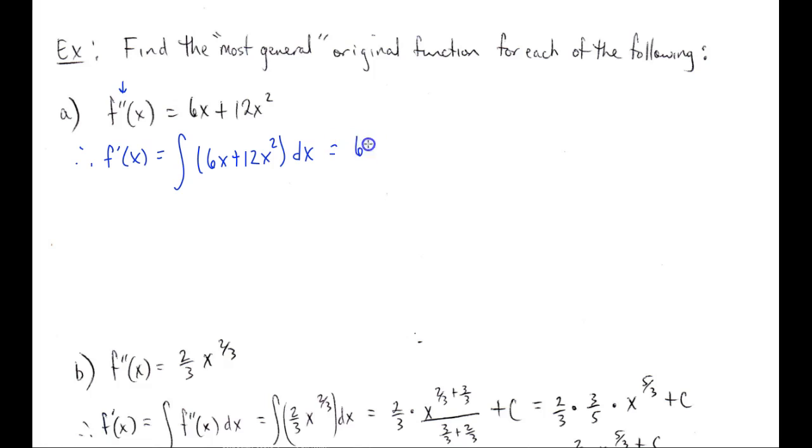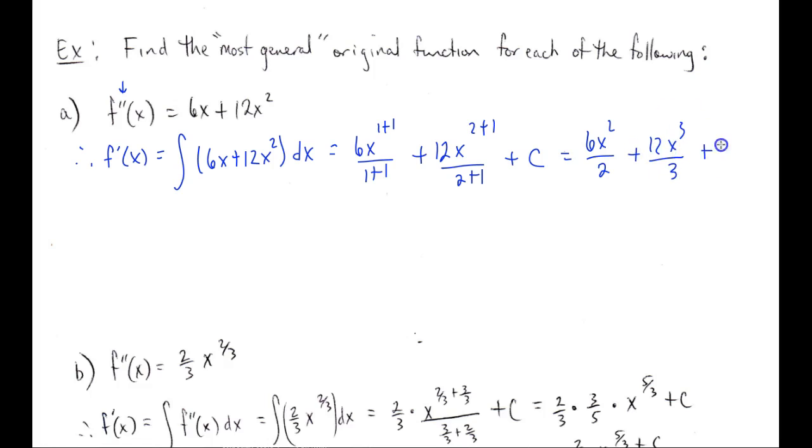And if I do that, it's going to be 6x raised to the 1 plus 1 divided by 1 plus 1, plus 12x raised to the 2 plus 1 divided by 2 plus 1. And then that's going to be plus c. So from there, that's just 6x squared divided by 2, 12x cubed divided by 3, plus c. And that just ends up being 3x squared plus 4x cubed plus c. And so that will be our first derivative.